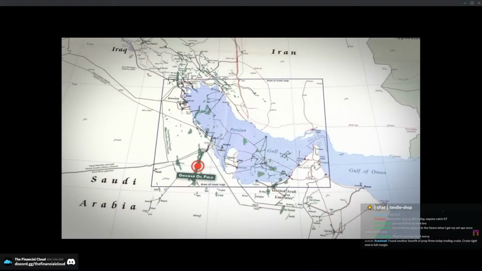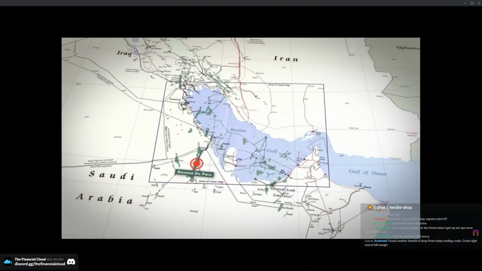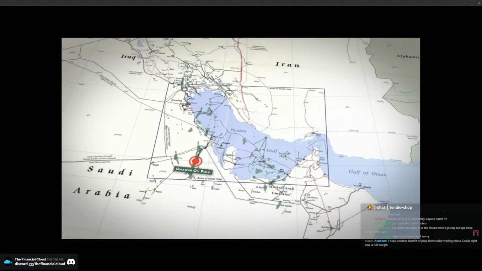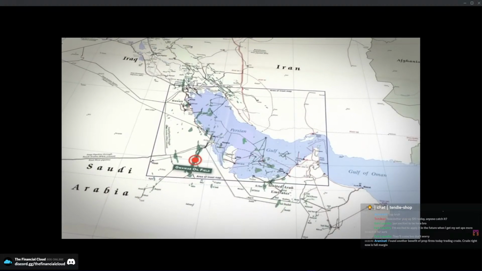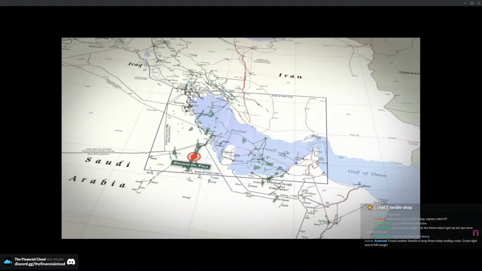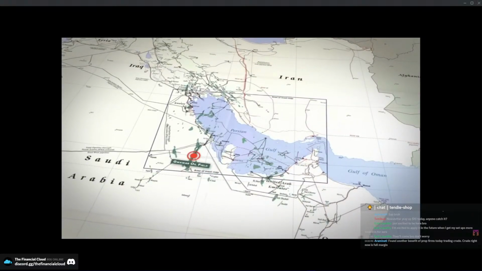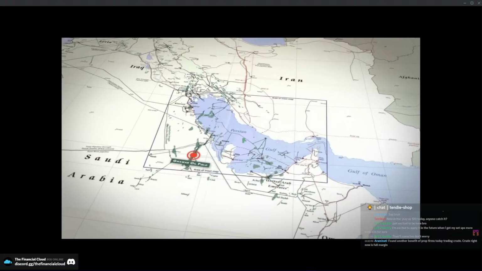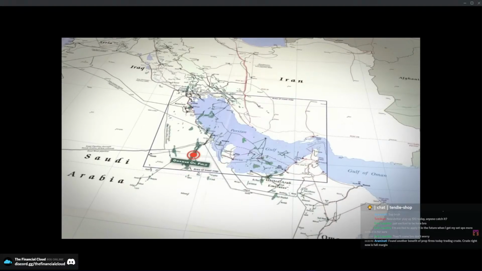at Ghawar, which all on its own produces nearly 6% of the entire world's oil supply. There are dozens of fabulously rich oil fields here that stretch across all 8 of the countries that border the Persian Gulf. But that's not the only valuable resource that can be found here.